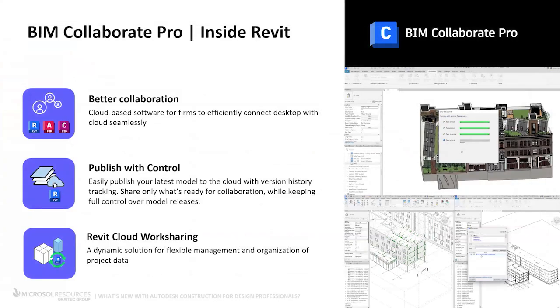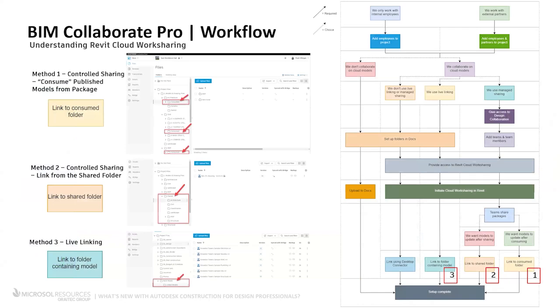So earlier we looked at BIM Collaborate Pro through the ACC platform, but the other half of the experience happened right inside of Revit, where most of us are doing the actual design work. The key benefit here is staying in one environment, so you can publish, track issues, and coordinate without ever leaving Revit. So let's take a look into how Revit Cloud Worksharing fits into the workflow.